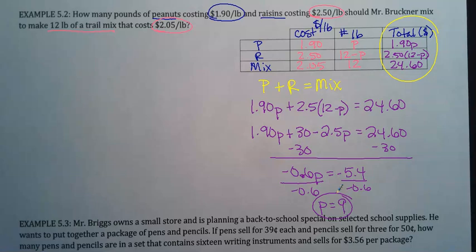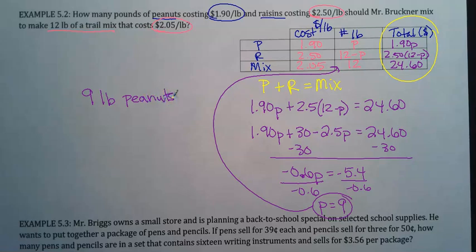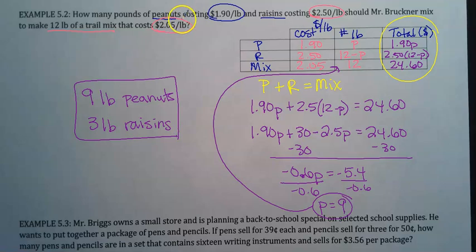All right, and then I got to plug this back in to my chart here. So I have 9 pounds of peanuts, and for my raisins it's 12 minus 9, so 3 pounds of raisins. Did I answer the question? How many pounds of peanuts and raisins should Mr. Bruckner mix to make? So yeah, 9 pounds of peanuts and 3 pounds of raisins. I did answer the question.